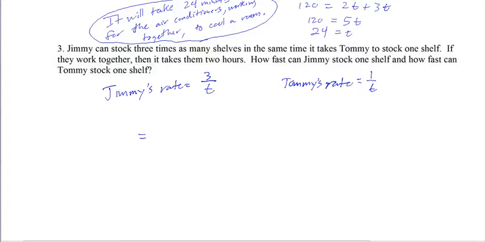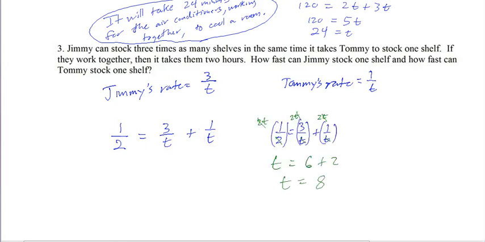So these are the rates you should have for Jimmy and Tommy. Jimmy can stock 3 times as many as Tommy. So if Tommy stocks 1 every T, Jimmy stocks 3 every T. We don't know the time. And then the rate together is given. It takes them 2 hours. So they do 1 shelf every 2. And that is the equation. So solve it. So we have a time of 8, but that still doesn't tell us how fast the Jimmy or Tommy can stock a shelf. This time represents how fast Tommy can stock a shelf. So Tommy can stock 1 shelf in 8 minutes. Because that's what it is, 1 every 8.